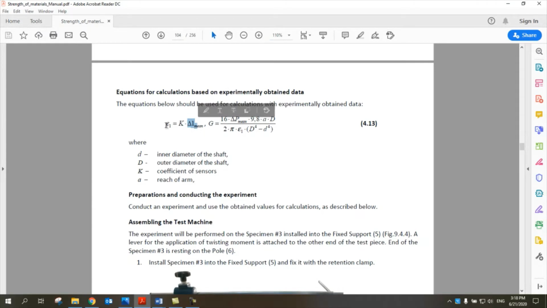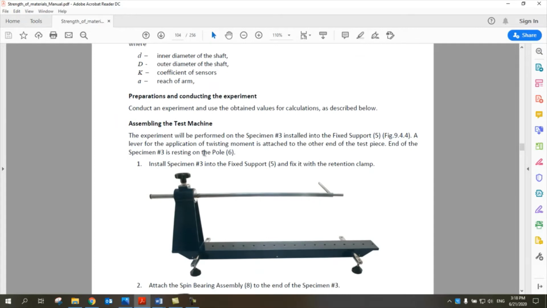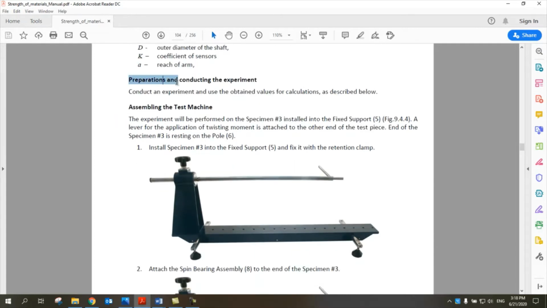Then if you know the value of epsilon, you can put that value here and find G by using the same equation, and that's it. So you have the values of strain from the experiment, and then you can find the value of G, which is the modulus of rigidity. Preparation and conducting the experiment.